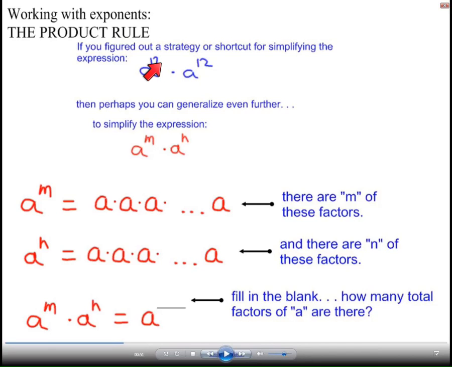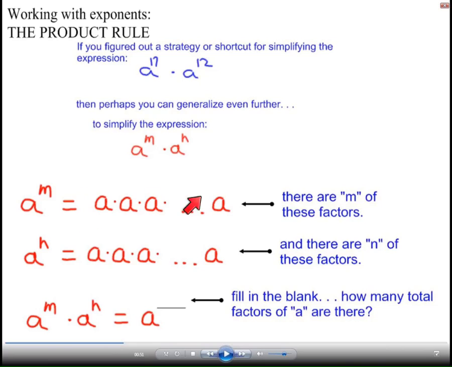So if you can look at a to the 12th times a to the 17th and see that there's a shortcut for multiplying so you don't have to string them all out, what if I had a to some unknown power and then a to some other unknown power? If I had expanded them out, I would have to write a times a times a m number of times, because there's going to be a total of m factors of a and an additional n factors of a.